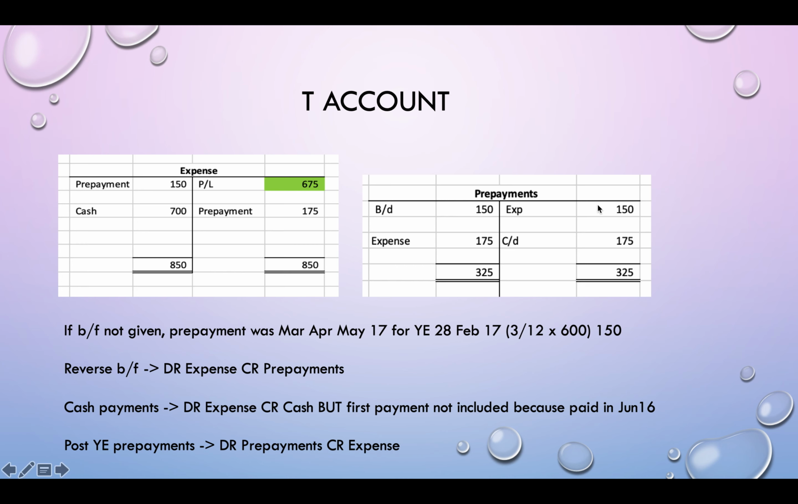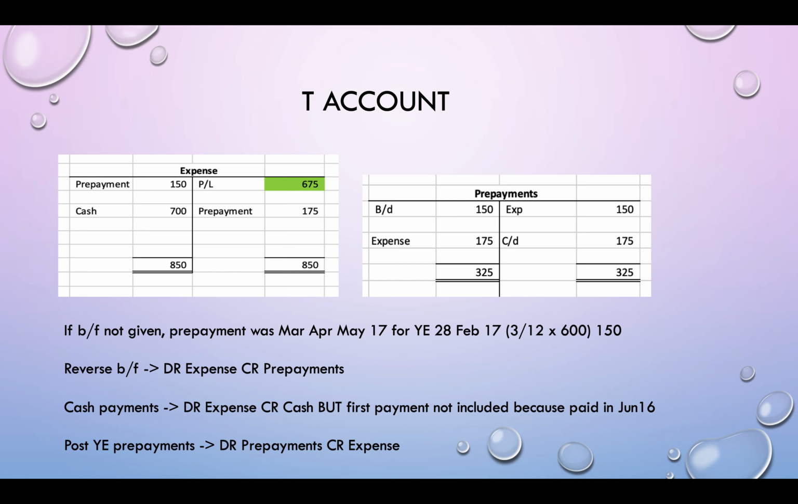The next step is to reverse the brought forward. So you would credit your prepayments and you would debit your expense account. The next step is to record any cash payment, and this is debit expense and credit cash account, as you can see here. However, the first payment was not included because it was paid in June 16, and you need to remember that every transaction inserted in our financial statements is only related to our year.